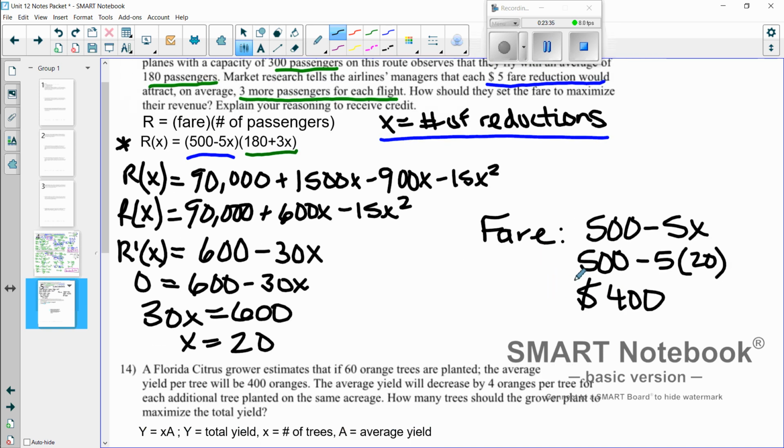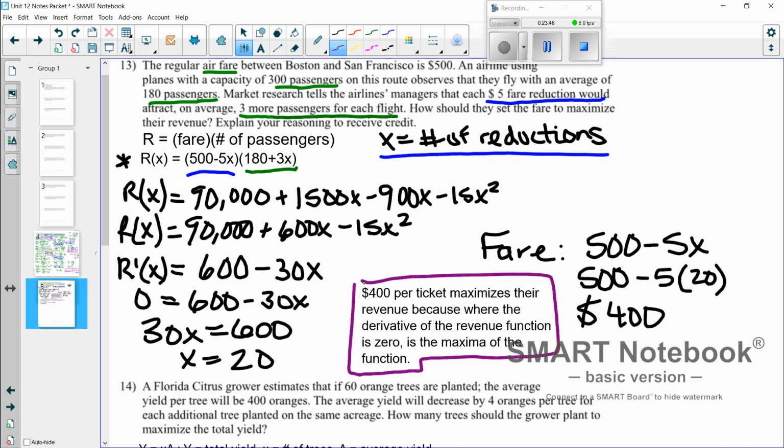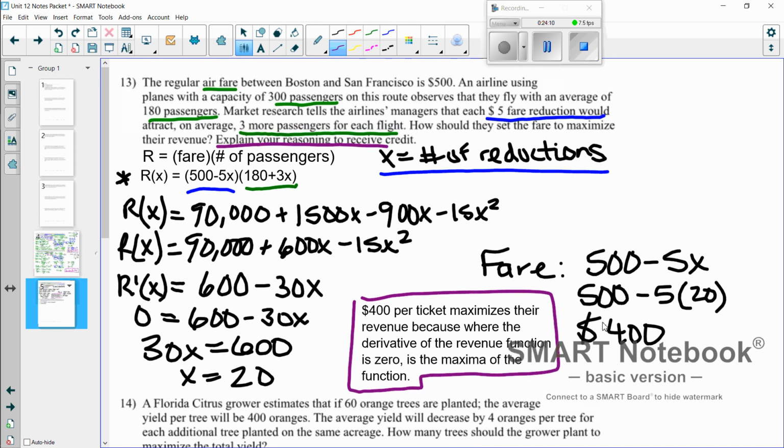So let's just put that in terms of words here. And this is kind of what I came up with, and I'm kind of just repeating our knowledge that we figured out in really Unit 11. So $400 per ticket maximizes their revenue, because where the derivative of the revenue function is 0 is the maxima of the function. So again, just knowledge that I'm taking from Unit 11, but putting it down in words. And it does ask you to do this, so explain your reasoning. Make sure you read these directions. But yeah, so the number of reductions, 20, and then the fare per ticket would then be $400. So that's a cost and quantity example.